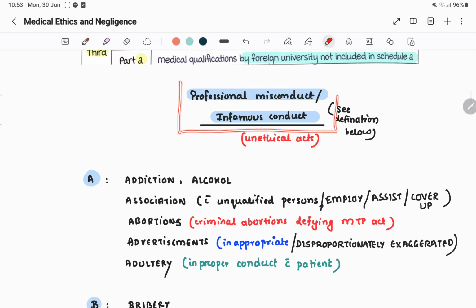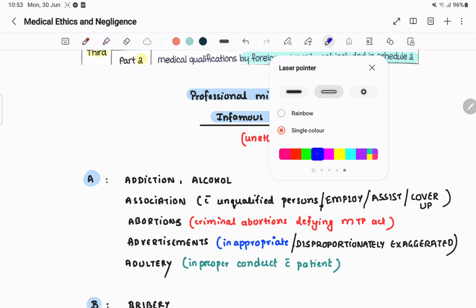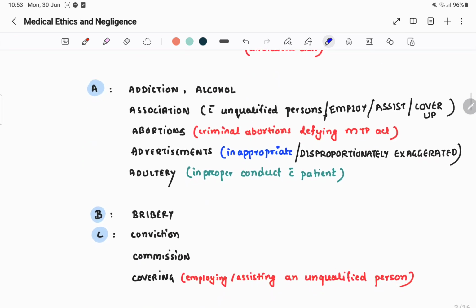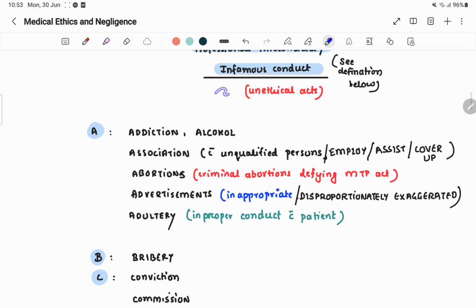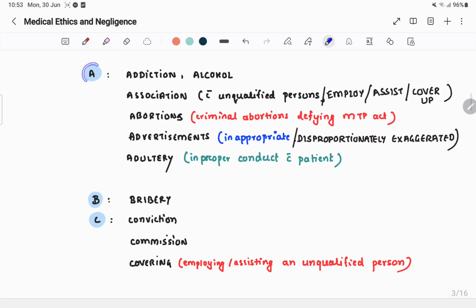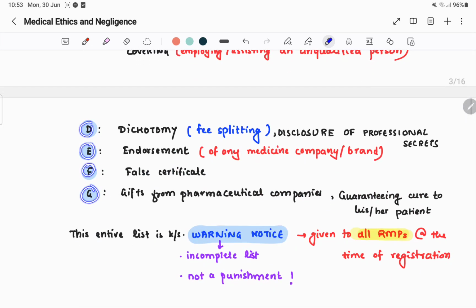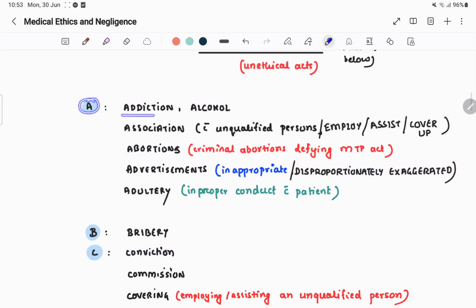Okay, this is important. Professional misconduct or infamous conduct, which is an unethical act. So starting with, what are the professional misconducts? You can remember by A, B, C, D, E, F and G. From A, addiction. A doctor cannot work in an addicted environment, and if under the influence of alcohol, he or she isn't fit for doing any surgery or medical procedures.